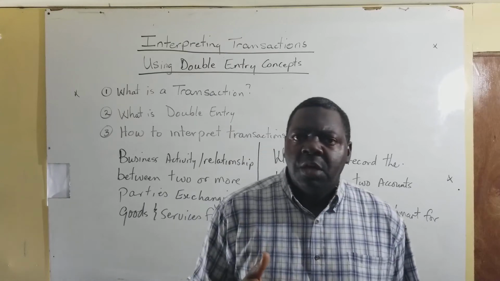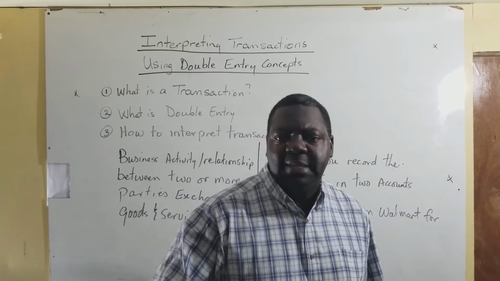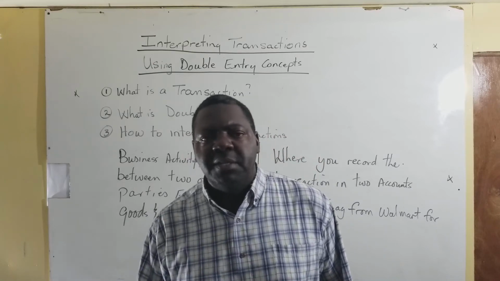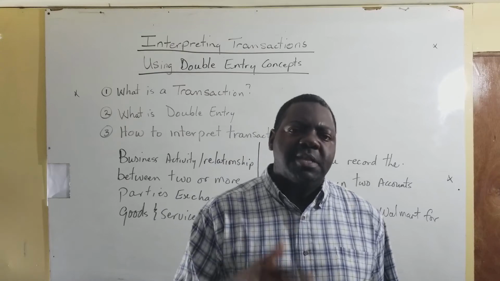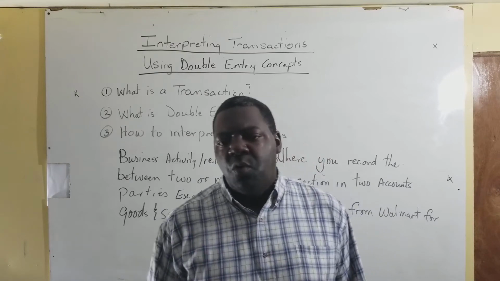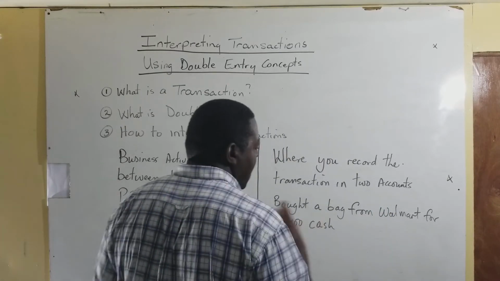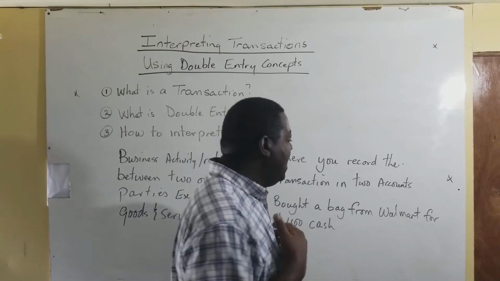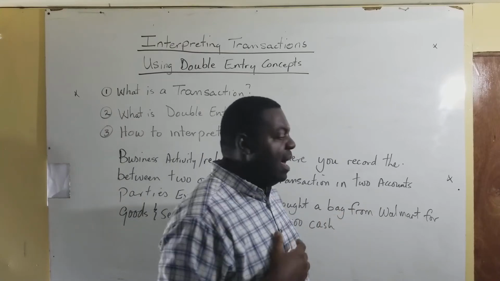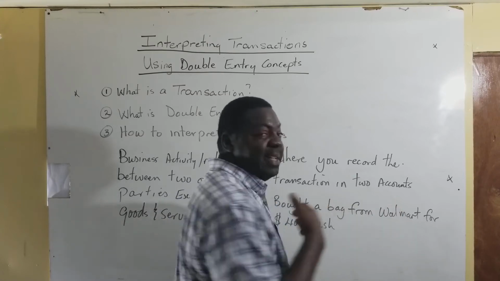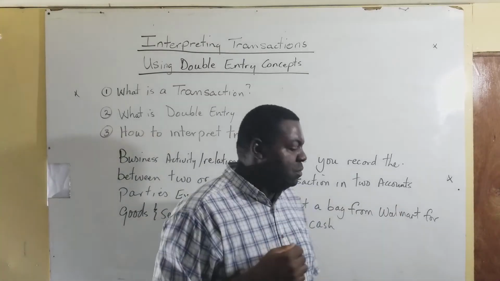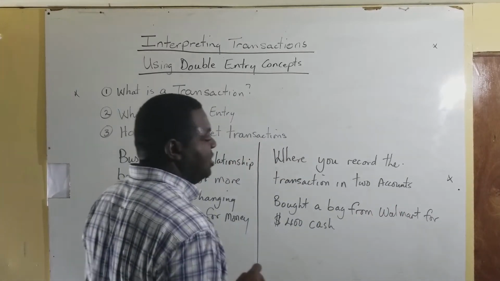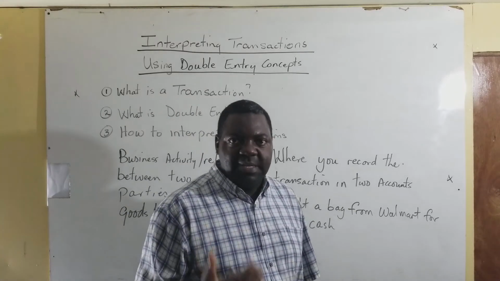Businesses in recording transactions look at it in two ways: from the customer's standpoint, and also from the supplier's standpoint. So in this case, I am buying the bag from Walmart. Walmart will see me as a customer, and I will be seeing Walmart as a supplier. So, bought a bag from Walmart for $400 cash would be an example of a transaction.